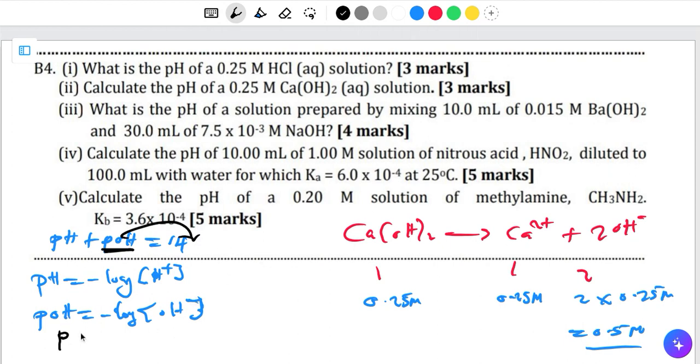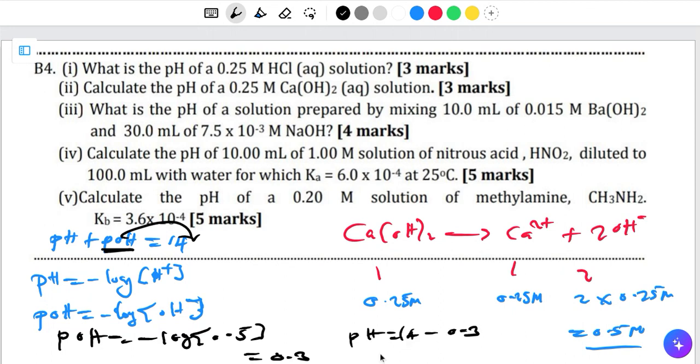So let's find pOH, because we know pOH is the negative log of hydroxide ions, which is 0.5. So the negative log of 0.5, I'm getting 0.3. So 0.3 is our answer for the pOH. But what about the pH? pH is going to be equal to 14 minus 0.3. So 13.7 is our answer. There are no units. So that is our answer for the pH.